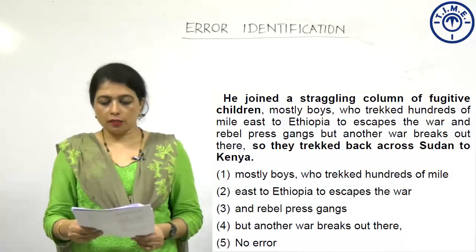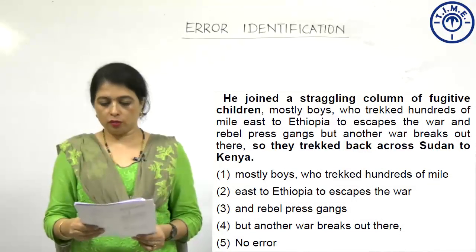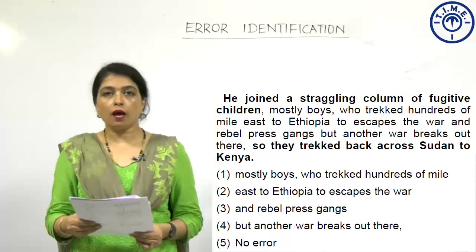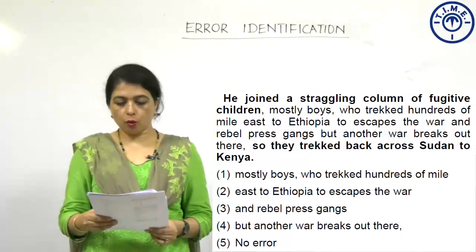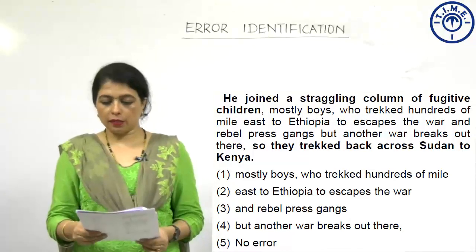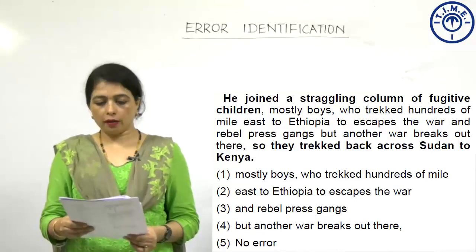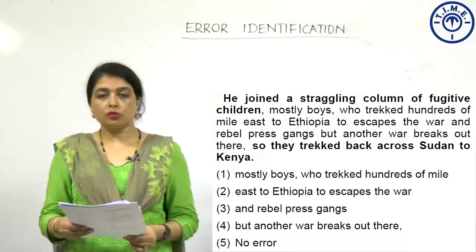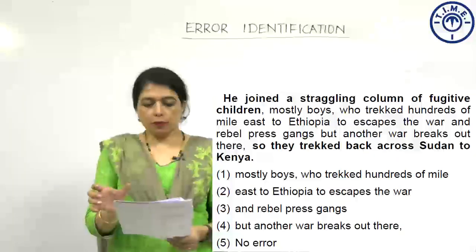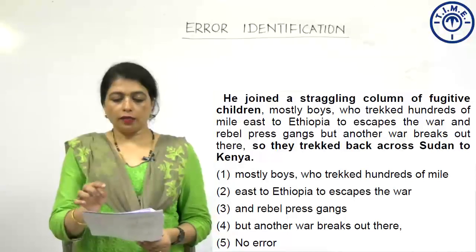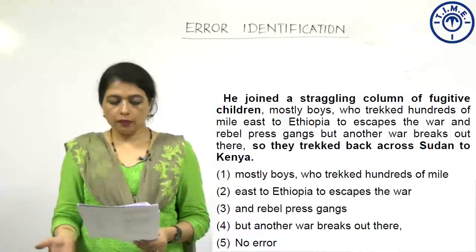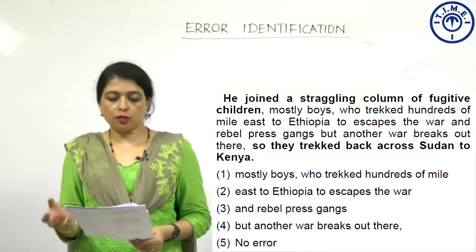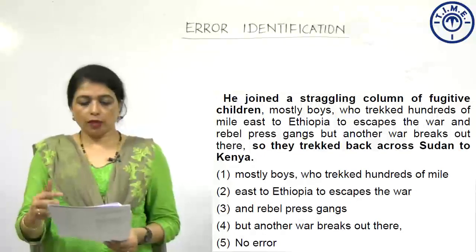He joined a straggling column of fugitive children, mostly boys, who trekked hundreds of miles east to Ethiopia to escape the war and rebel press gangs, but another war breaks out there, so they trekked back across Sudan to Kenya. The highlighted parts are again, he joined a straggling column of fugitive children, so we don't have to consider those, and they trekked back across Sudan to Kenya also is highlighted. We look at the remaining parts.